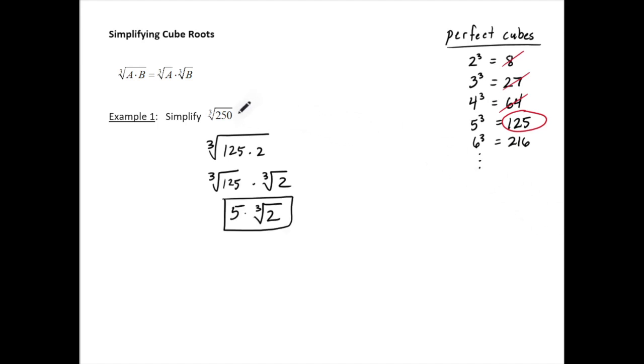So we get that the cube root of 250 is equal to 5 times the cube root of 2 when we simplify. And this cannot be simplified any further because the number that's left on the inside has no more perfect cube factors.